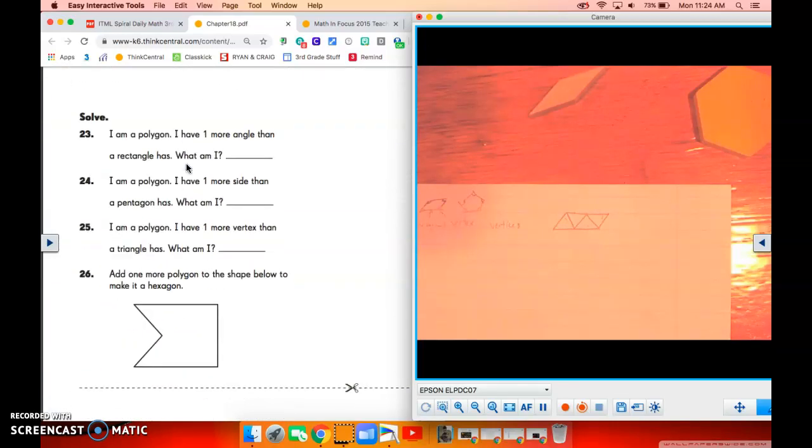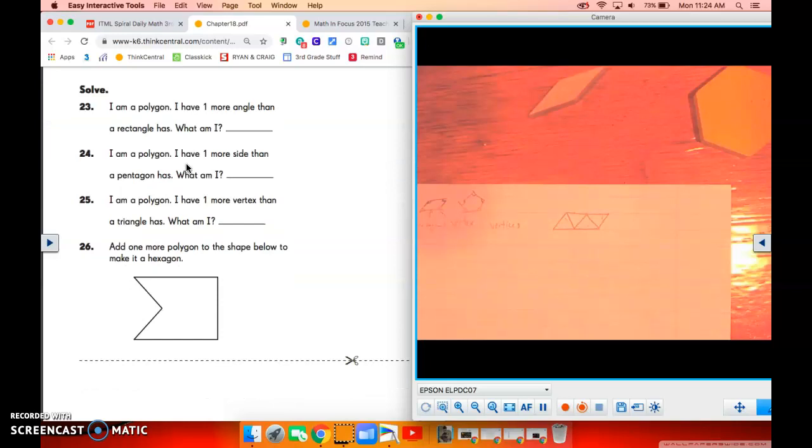All right. Number 23. I am a polygon. I have 1 more angle than a rectangle. So rectangles have 4. So if I have 5 of something, that would be the pentagon.